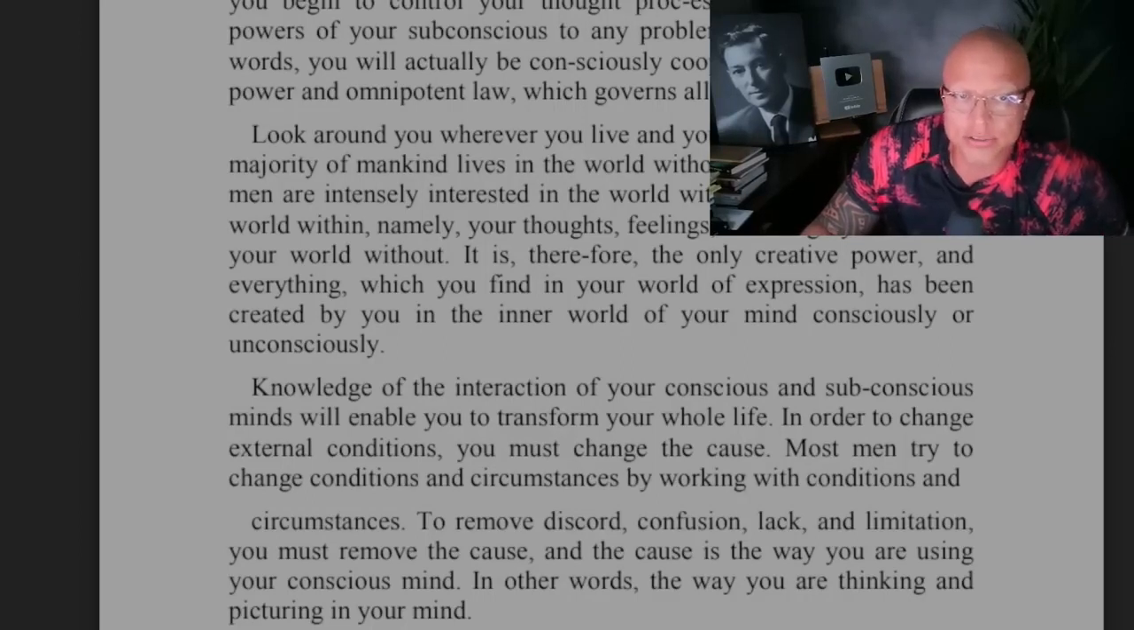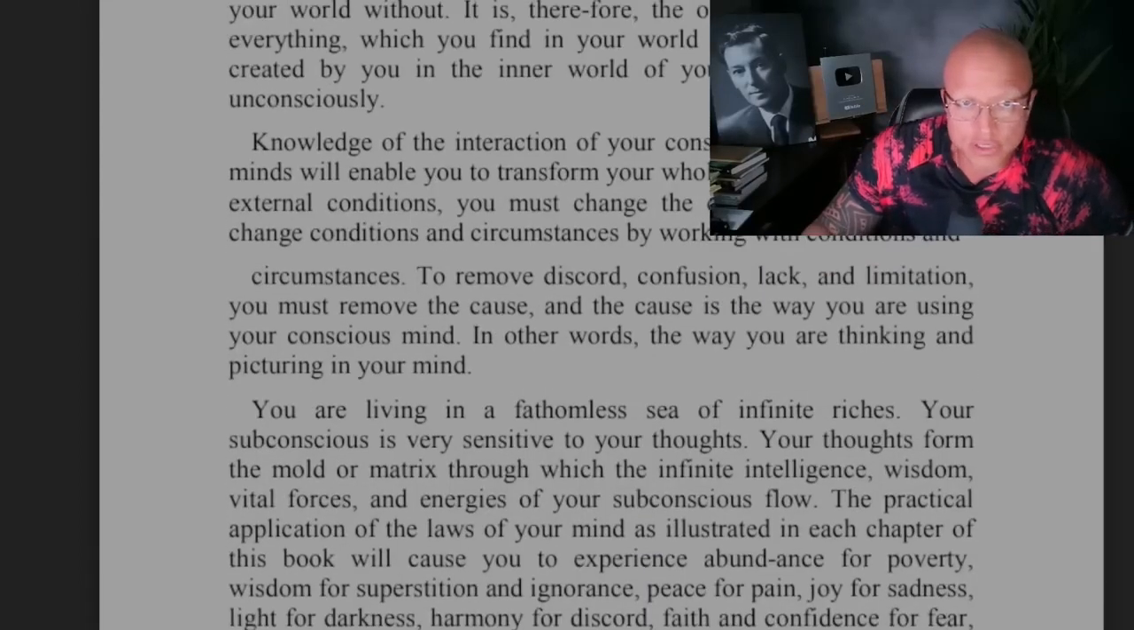In order to change external conditions, you must change the cause. Most men try to change conditions and circumstances by working with conditions and circumstances. To remove discord, confusion, lack, and limitation, you must remove the cause. And the cause is the way you are using your conscious mind, your objective mind, in your objective world. So in other words, you are thinking and picturing in your mind. You are living in a fathomless sea of infinite riches. Your subconscious is very sensitive to your thoughts.